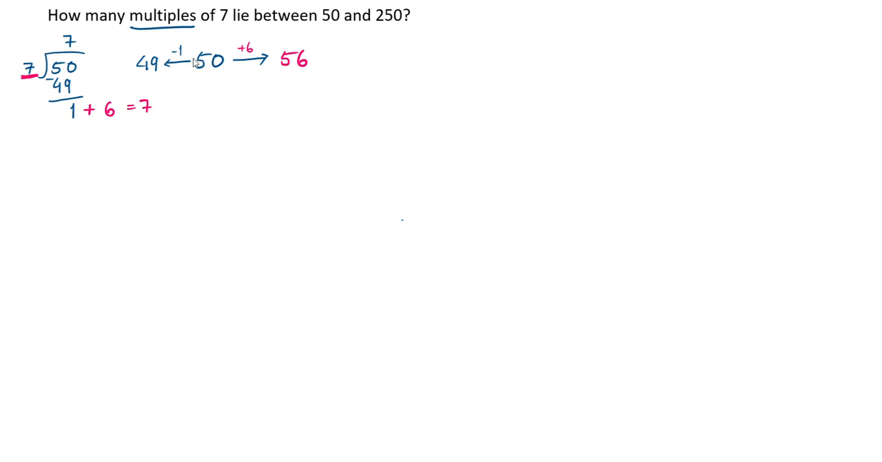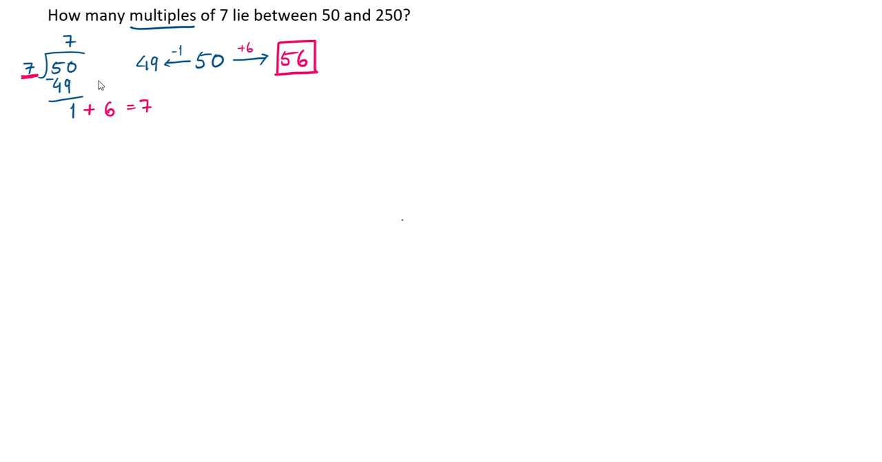To find a number smaller than 50, we just subtracted the remainder. And to get the next number, we made the remainder 7. To make the remainder 7, we have to add 6, so we added 6 to our original number. So we found these two numbers, and in this problem the number should lie between 50 and 250. That means we are going for the bigger number, so we will go with 56. So 56 is going to be the first multiple of 7 between these two numbers.